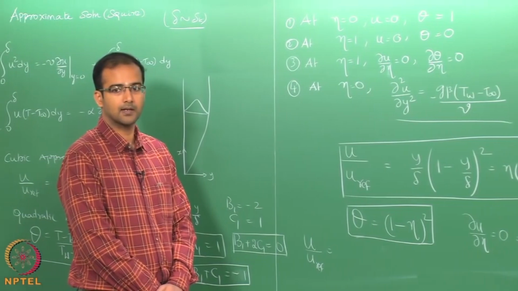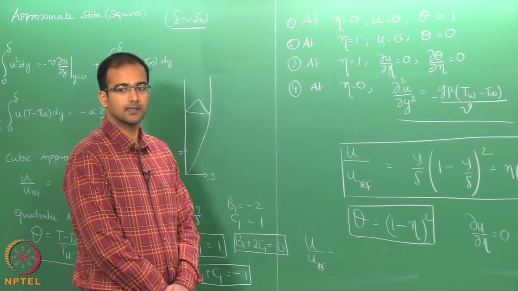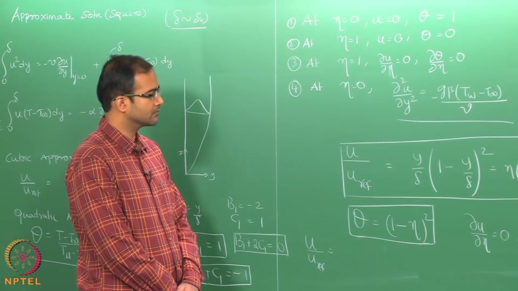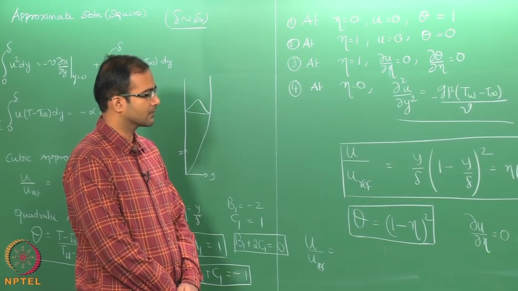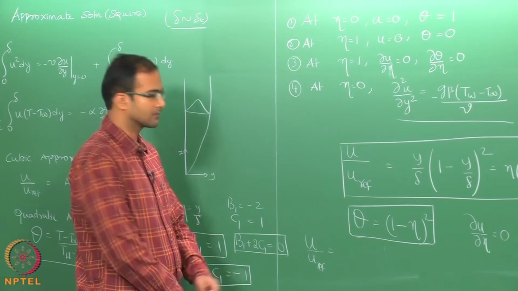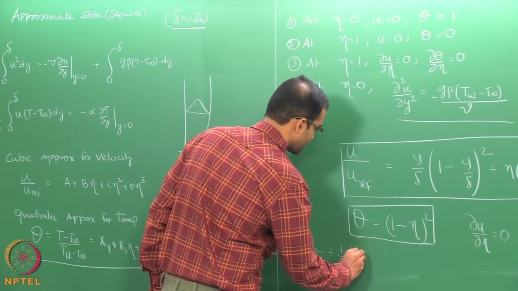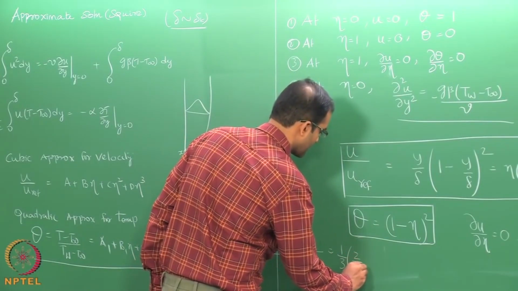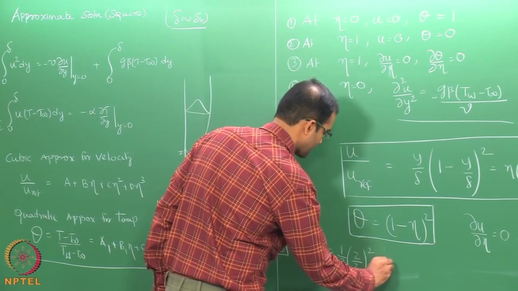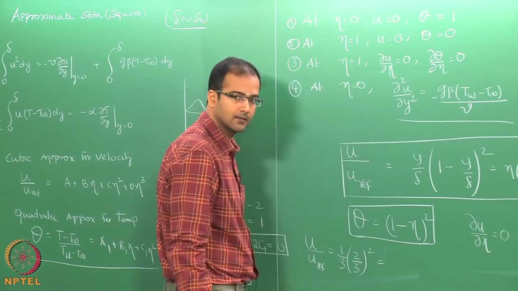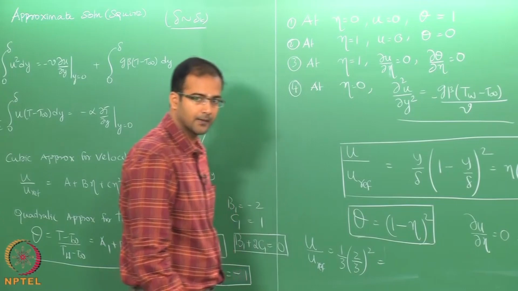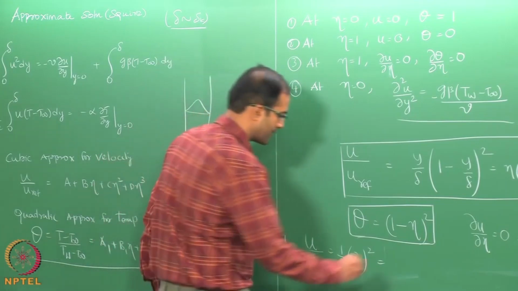Anybody who has a calculator can check this. One by 3, times 2 by 3 the whole square. What is it? 4 by 27.